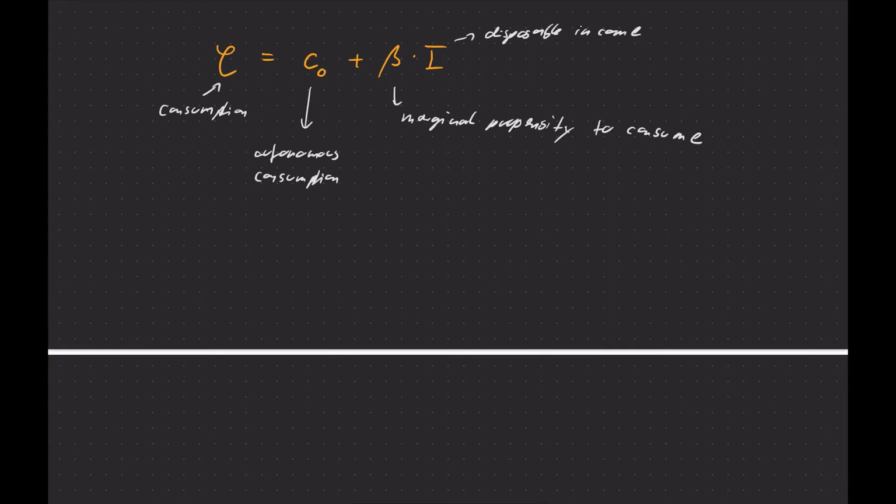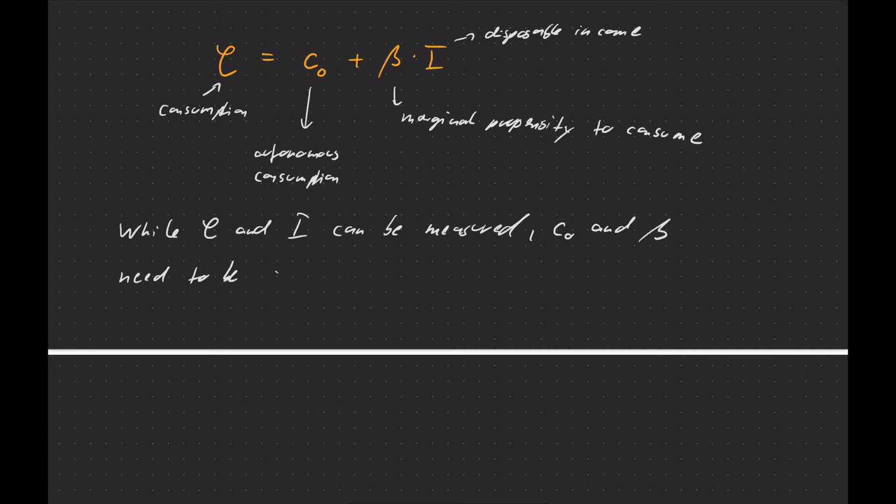So one possible question that economists ask is, how can we determine the autonomous consumption, and how can we determine this marginal propensity to consume for a given society, so that we maybe can compare the societies based on these factors here. So the problem is, while C and I can be measured, C0 and beta need to be determined indirectly.